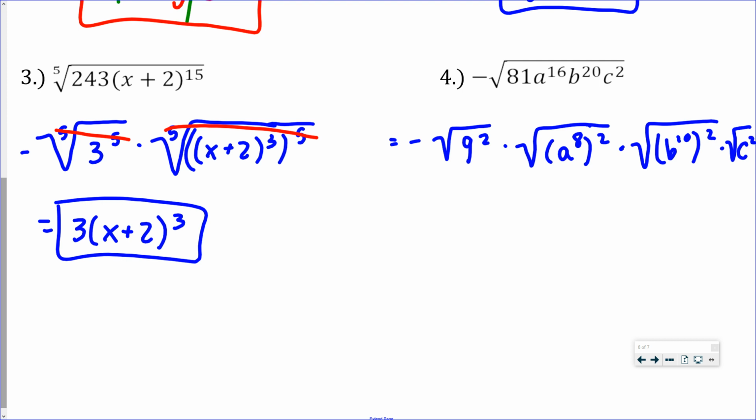Now notice how these are all even. So if I get something out odd, it's going to need absolute value bars for exponents. Okay, these cancel. These cancel.